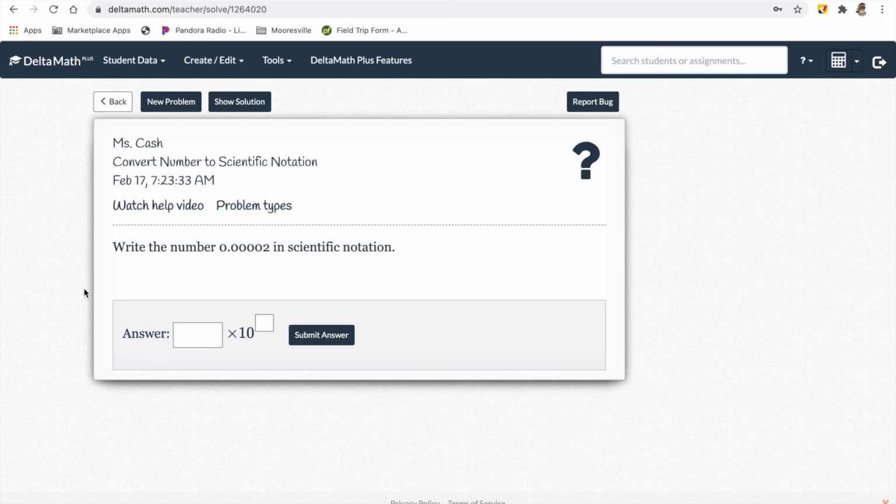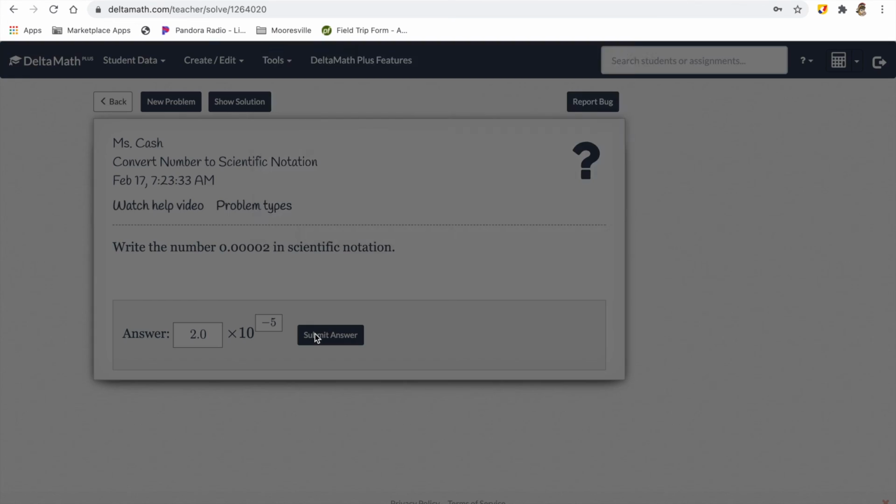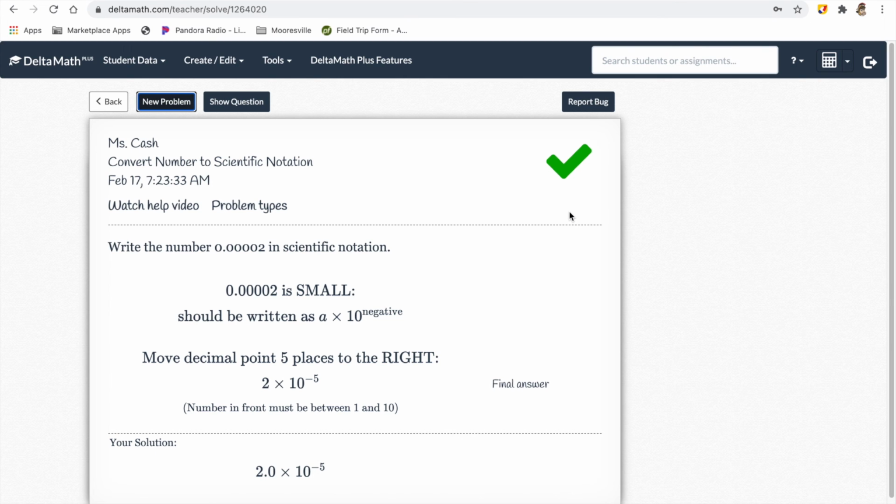0.00002. I need to move my decimal until I only have one number to the left of the decimal. So I'm going to move it until I get right here at the 2. When I do that, I have 1, 2, 3, 4, 5 places that I've moved my decimal. When I type it in, I can put a 2.0, or you could just put a 2. They mean the same thing. And I moved it to the left 5 places. So that will be a negative 5. Because this is a very small number, we need a negative exponent. I submit it. I hit yes. We got it right.